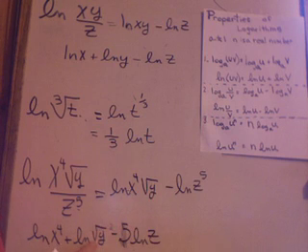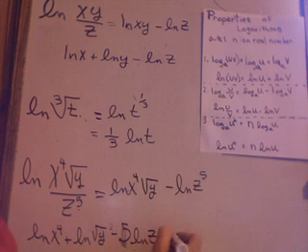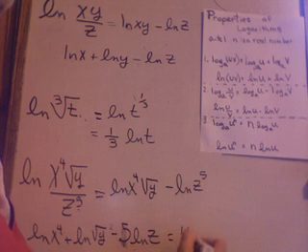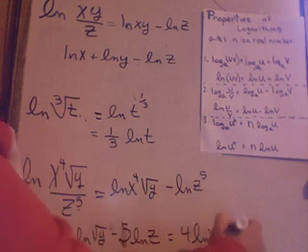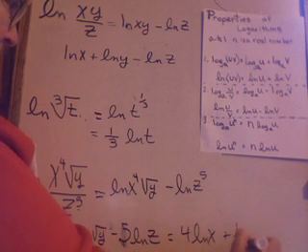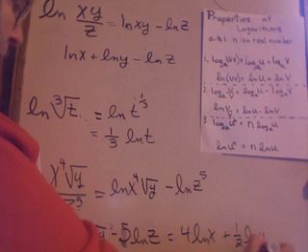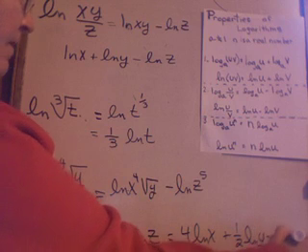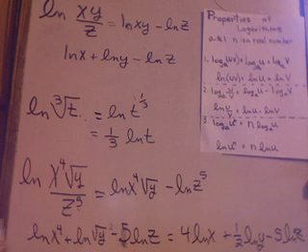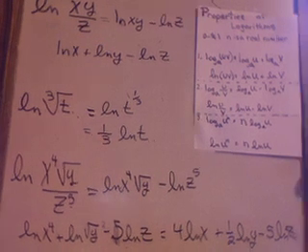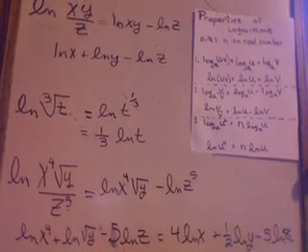I still have a little more to do here, because this could be y to the 1/2. I can write the 1/2 out front. This 4 I can write out front. So final answer here would be 4 ln x plus 1/2 ln y minus 5 ln z. And can you see that last part? Yeah. So there you go.